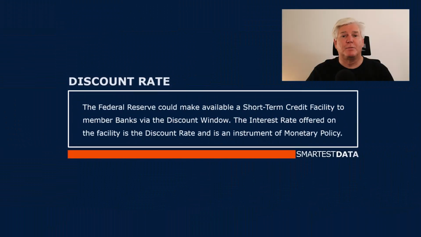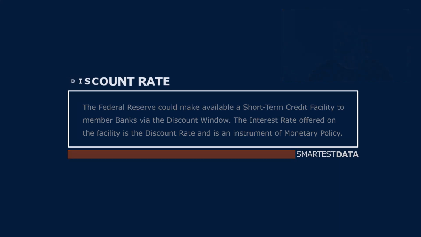The Federal Reserve could make available a short-term credit facility to member banks via the discount window. The interest rate offered on the facility is the discount rate and is an instrument of monetary policy.